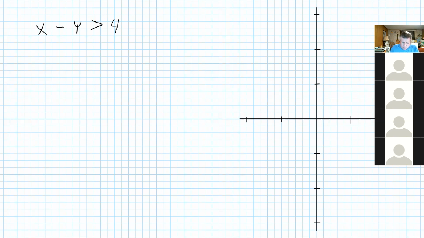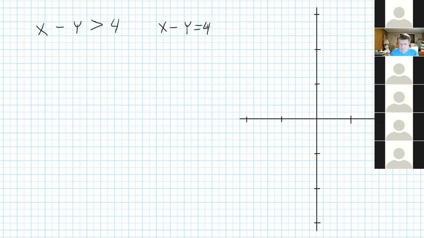So what we're going to do first of all, we're going to look at the related equation, x minus y equals 4, okay? So we're going to consider that, and we're going to graph that. Now, there are 2 different approaches that we can use for this problem. In fact, all these problems we're going to look at. I'm going to do it one way, then I'm going to come back and do it the other way.